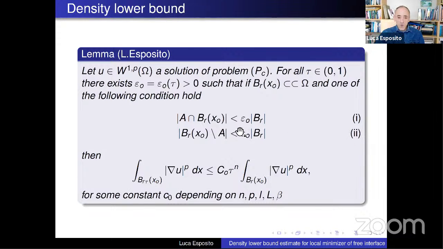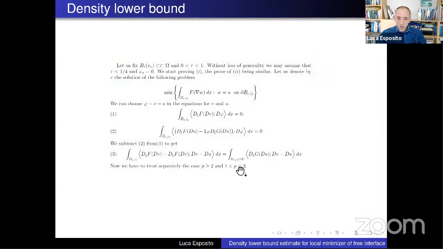Under this condition, so if you are in a point that has small density or big density, then you can prove that around that point the gradient decays in a good manner, because it decays better than the radius to the power n. And this is proved using the comparison technique.